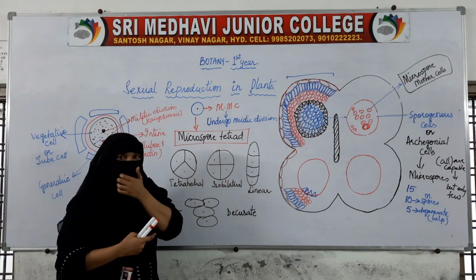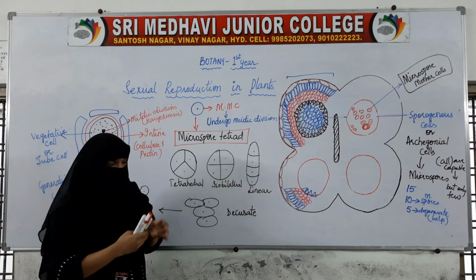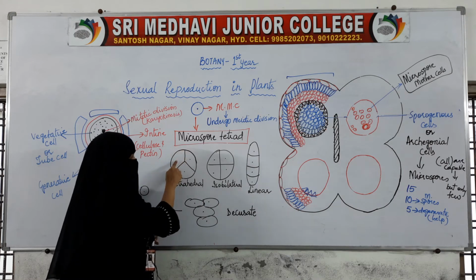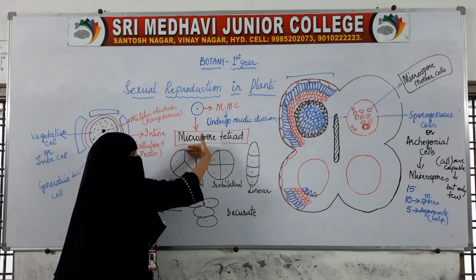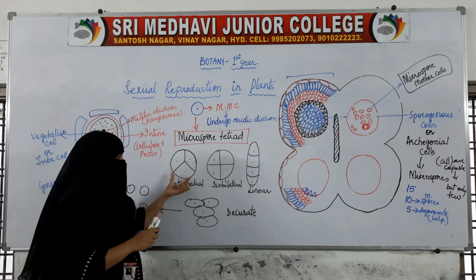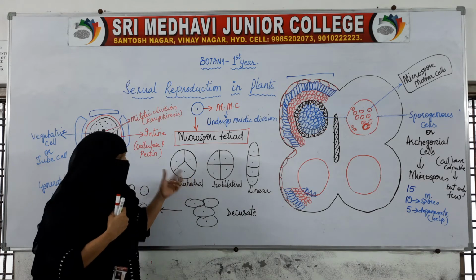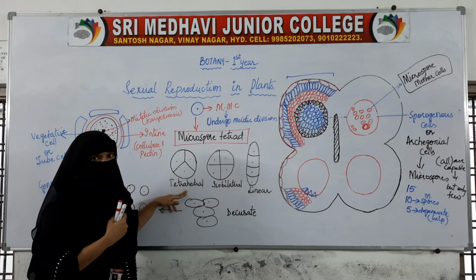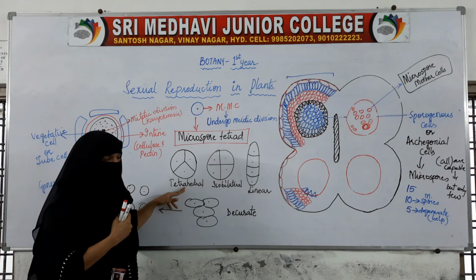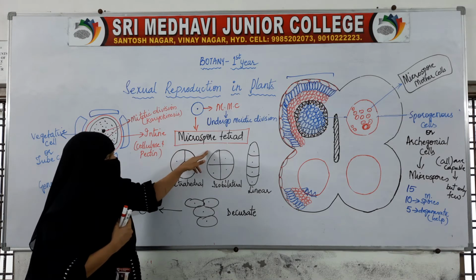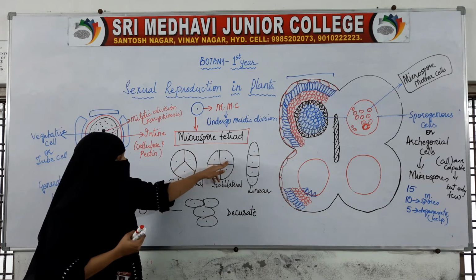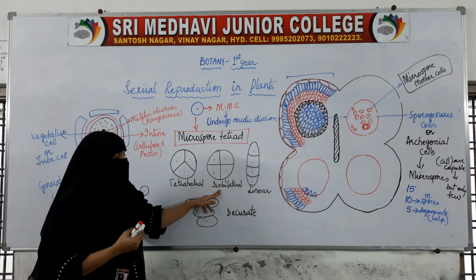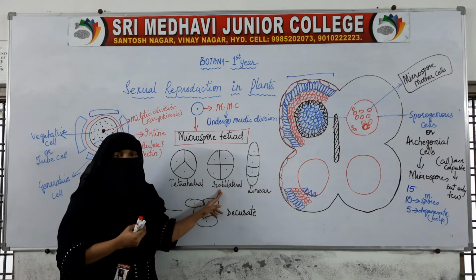Microspore tetrad can be found in different shapes. So here, this is the first cell, 1, 2, 3 and 1 will be at the back. The 4 cells are arranged like this. This arrangement is called tetrahedral. Or it can be like this one: 1 cell, 2 cell, 3 cell, 4 cell. So this is called isobilateral arrangement.